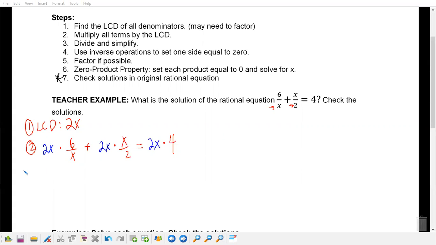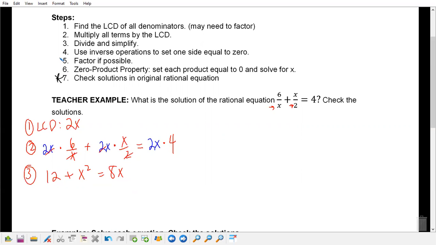Step 3 is to divide and simplify. When we're dividing and simplifying, what that means is we go through and eliminate what's in the numerator and denominator that is common, that is the same. So I get to eliminate x, I get to eliminate 2, and that leaves me with 2 times 6 is 12, plus x times x is x squared, equals 2x times 4. And 2x times 4 is 8x. Are you still with me?